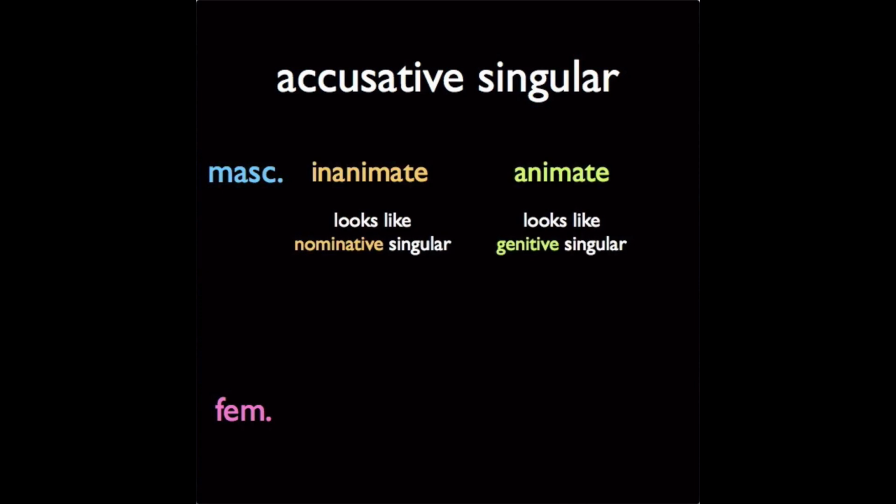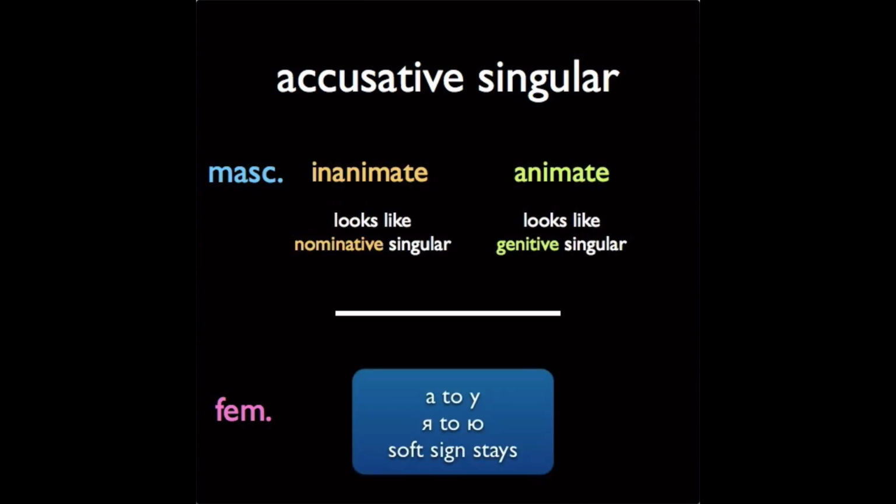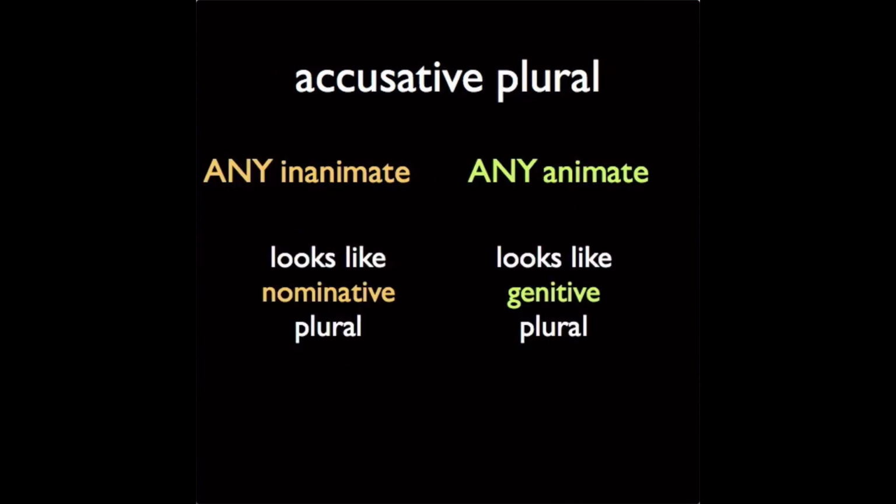In the singular, animacy matters only for the masculine nouns. For the feminine singular, as you know, we use the а to у, я to ю rule. But in the accusative plural, animacy matters for any noun. So, inanimate nouns look like the nominative plural, regardless of gender, while animate nouns, again, regardless of gender, look like the genitive plural.